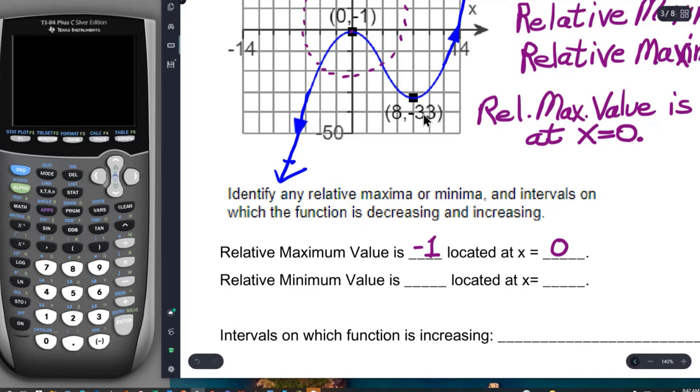Now, just in case you can't see this clearly, we ought to change colors, shouldn't we? Let's just go to black. Let's go to green. No, let's go to black. This is our relative minimum point.